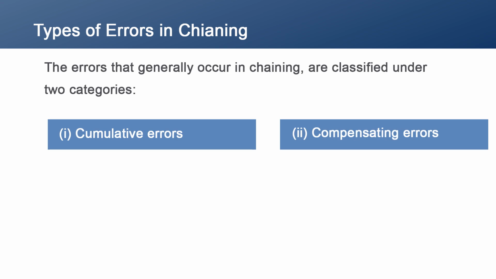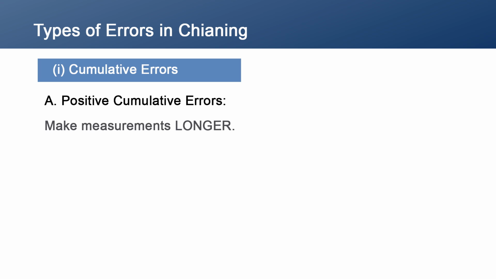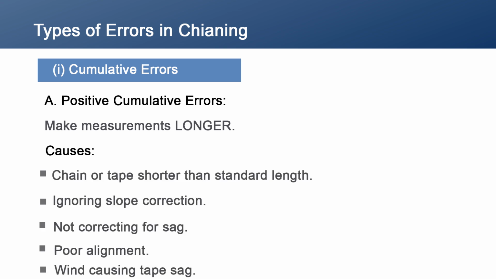Done. Let us move to the next topic, that is types of errors in chaining. Errors in chaining may be of two types. First is the cumulative error, which can be further divided into positive and negative. These errors keep piling up in one direction, making your measurement consistently wrong. When we look into this positive cumulative error, these make your measurement longer than it should be. And the causes for it are, the chain is too short, ignoring slope correction, not correcting for the sag, and poor alignment, windy condition.